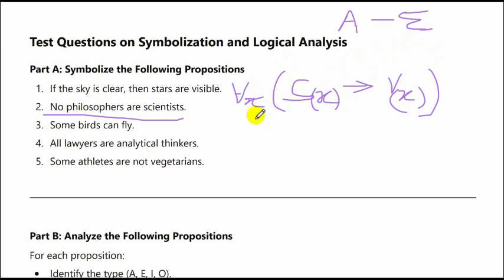No philosophers are scientists. So basically, this is an E proposition. We'll convert it to an A proposition to make it more simple. So we say no becomes all.